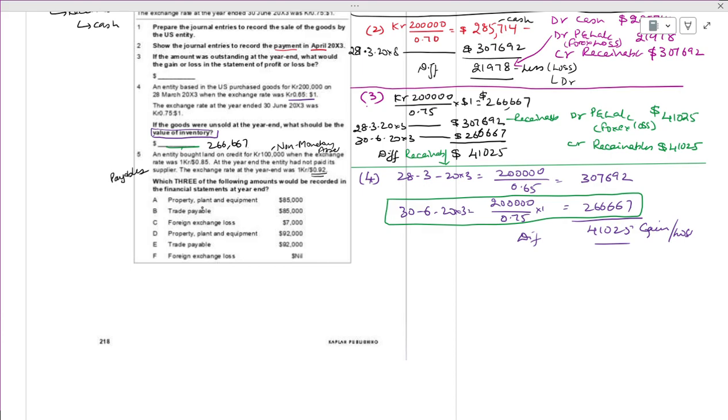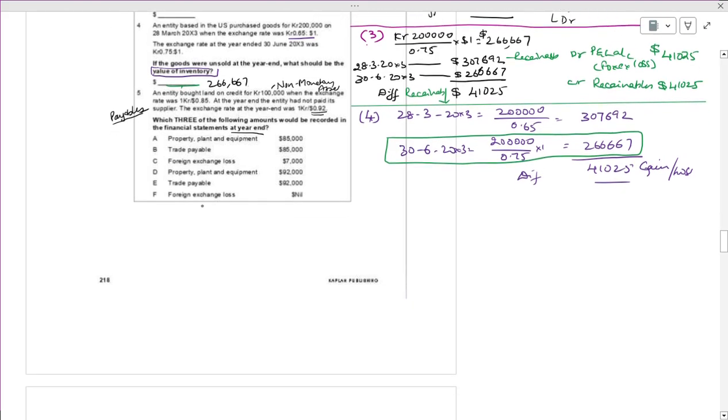Now, which three of the following amounts would be recorded in the financial statements? It is payables. First you should know how much the payables are at the year end. What is the year end value?